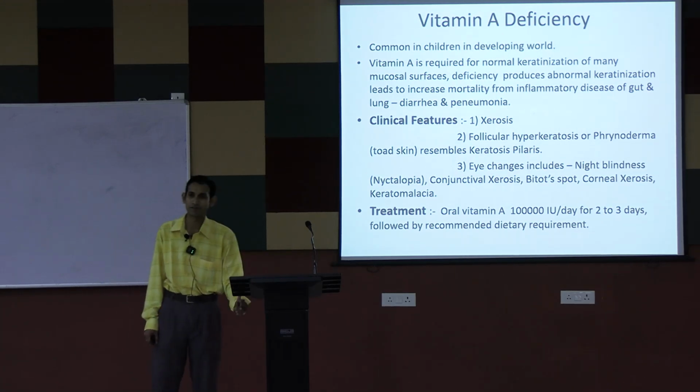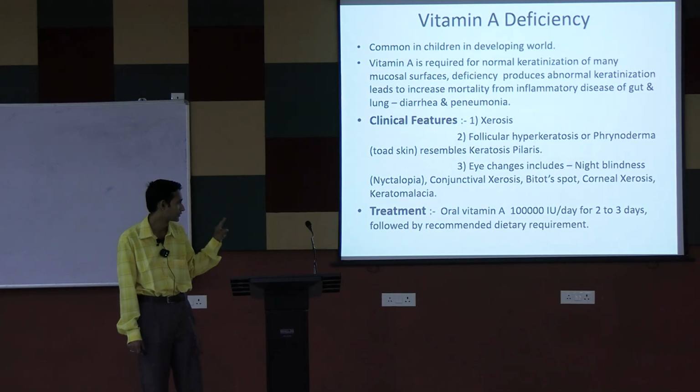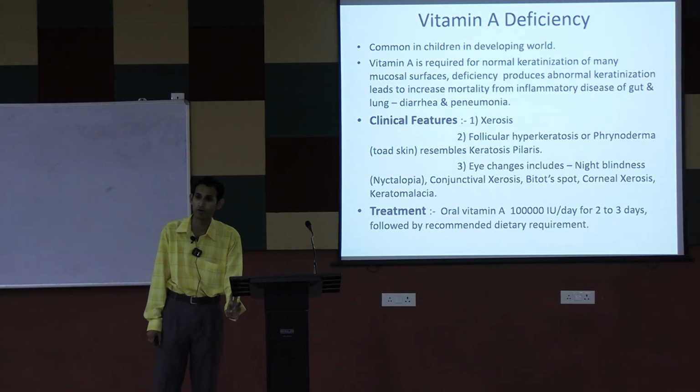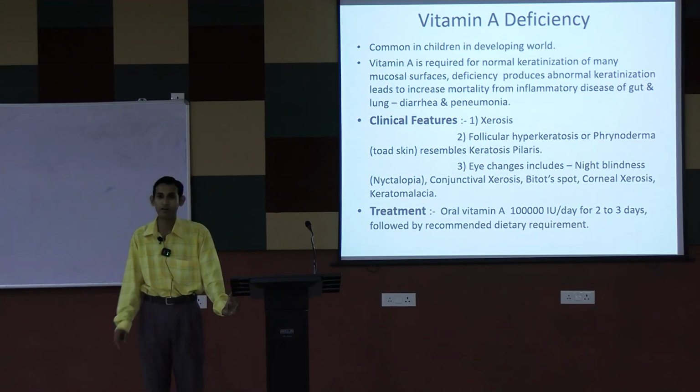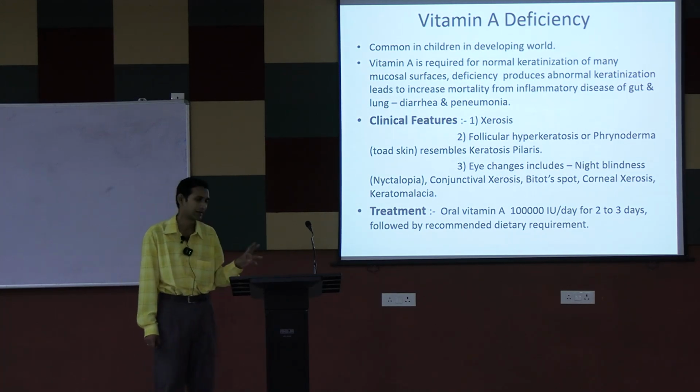So apart from the skin changes, eye changes are the most important thing. That is night blindness, conjunctival xerosis, bitot spot, corneal xerosis and keratomalacia. These things are very important. You will be asked both in your viva and in your written exam what the eye changes found are, and bitot spot may come as a short note also. These are the most important things. What are the eye changes?